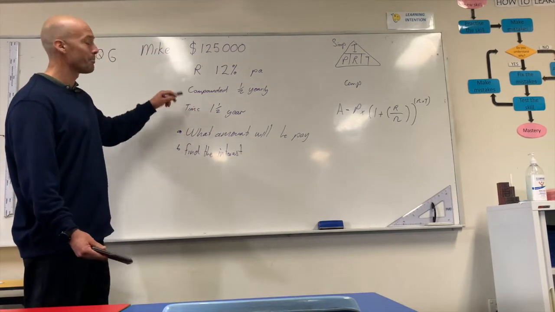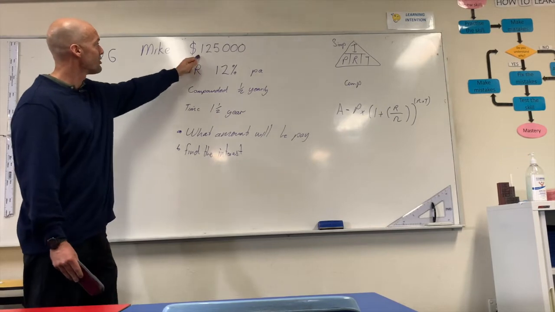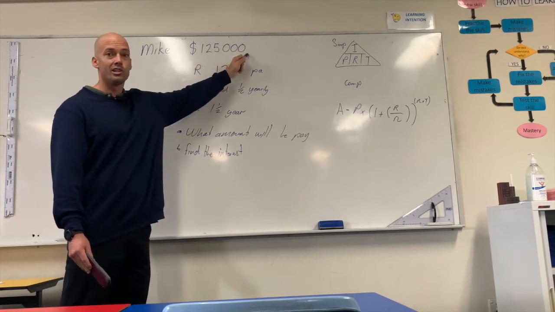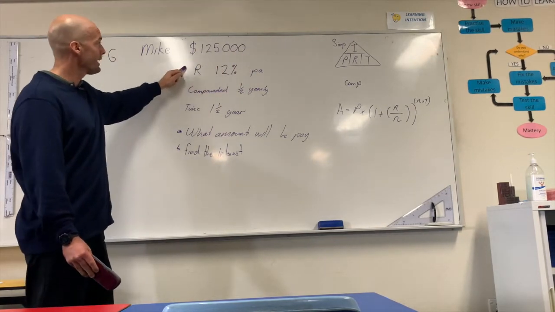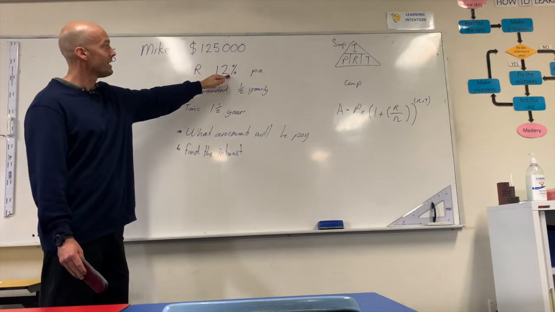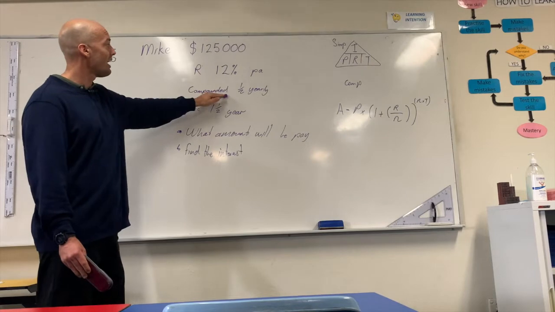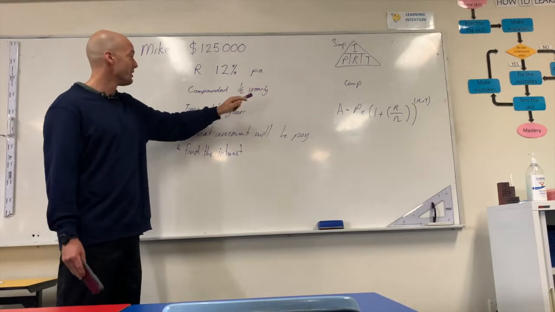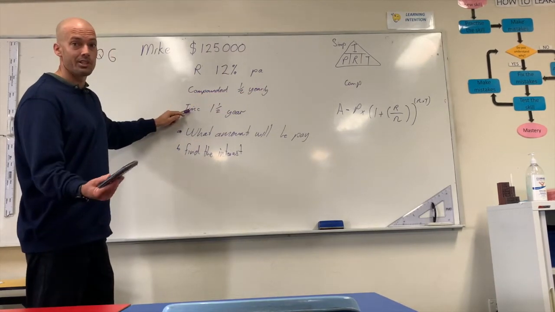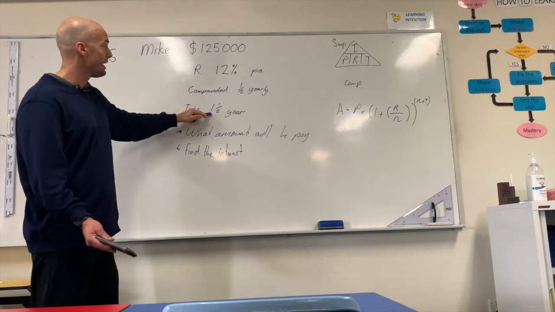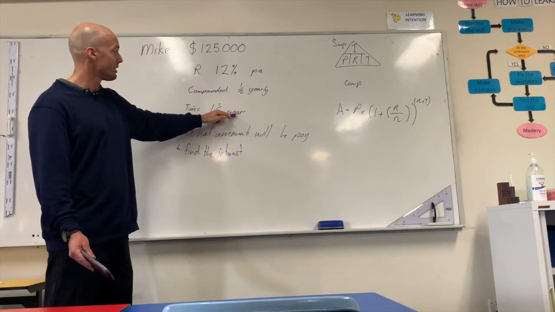Compound interest. We've got a bloke called Mike. He borrows $125,000 from the bank. The bank is charging him 12% interest per annum, and it's being compounded half yearly. That's what the question says. And he's going to pay it back over 1.5 years. So that's how long he's going to have the money.